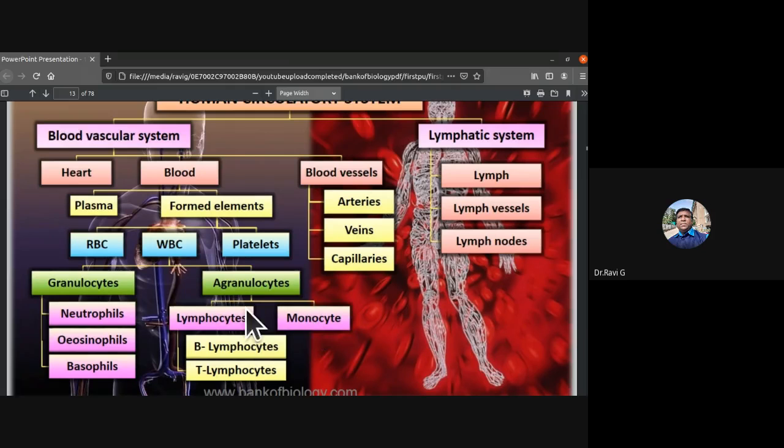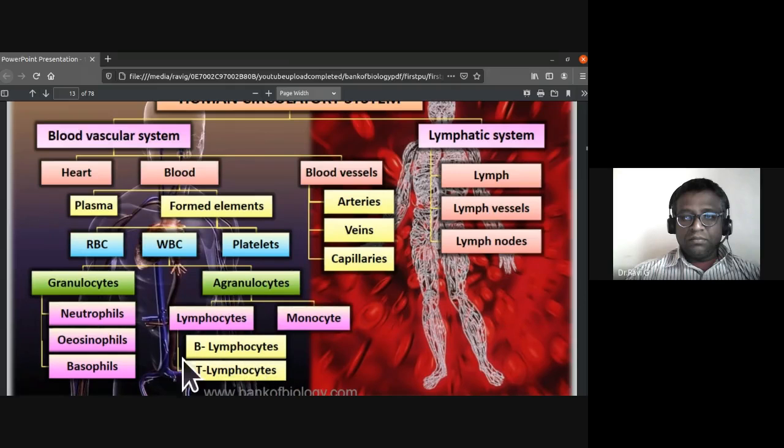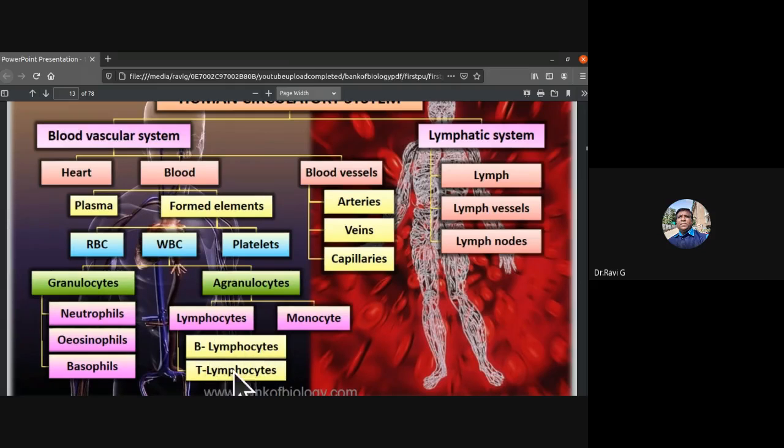Under agranulocytes, two types are there, lymphocytes and monocytes. Lymphocytes are of two types, B lymphocytes and T lymphocytes. B lymphocytes are from bone marrow, T lymphocytes are from the thymus. These are the two types of lymphocytes. The granulocytes, based on their staining capabilities, are the neutrophils, eosinophils, and basophils.